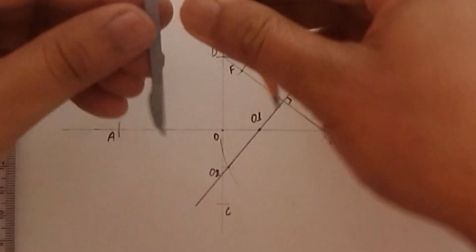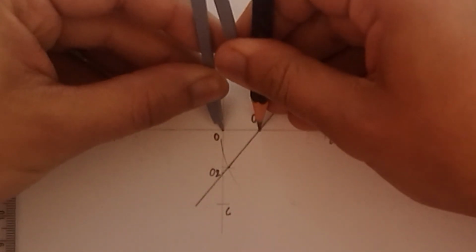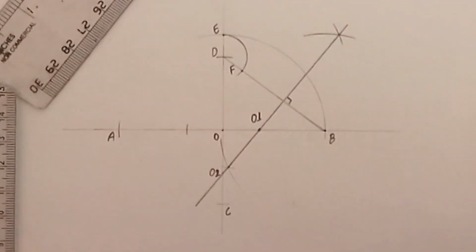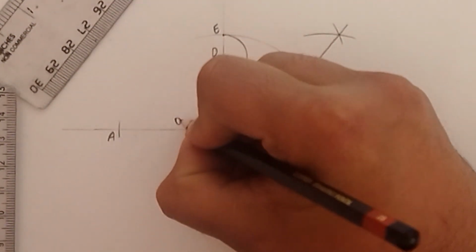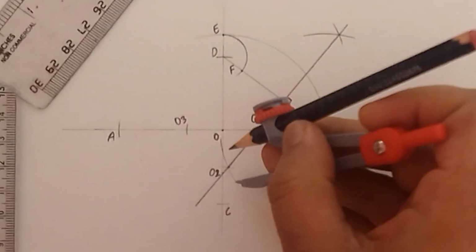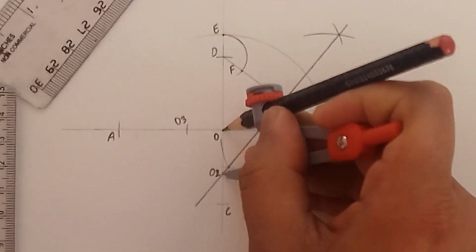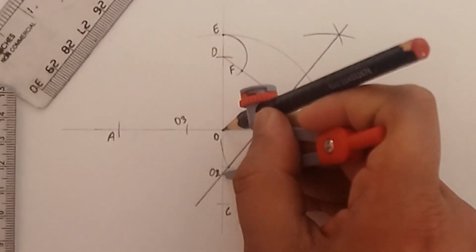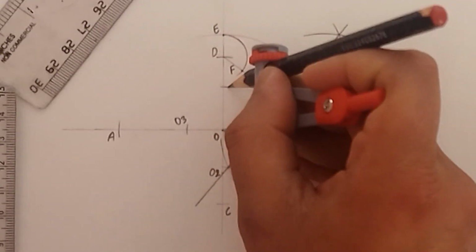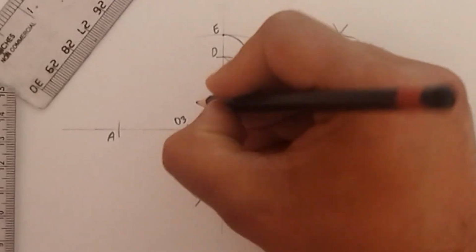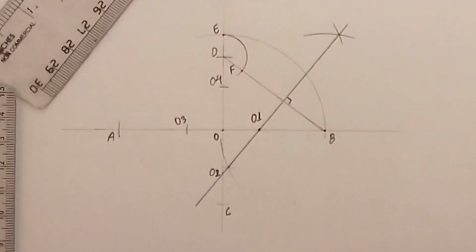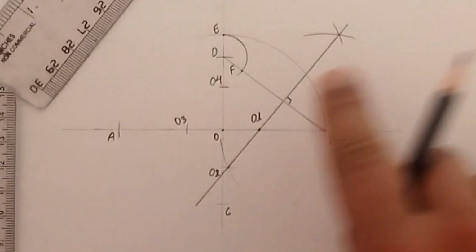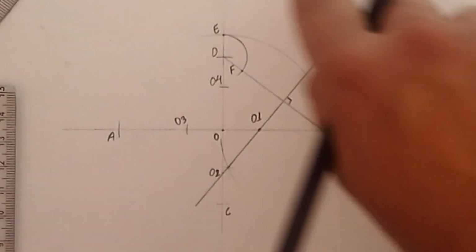Now if I measure O and O1 and cut over here in this line AB, I get my third point O3. And if I measure O2 and O and cut the vertical line CD, I get my fourth point O4. So these O1, O2, O3 and O4 are the 4 centers that I'm going to use to make an ellipse.